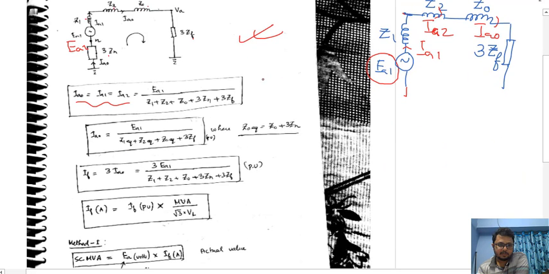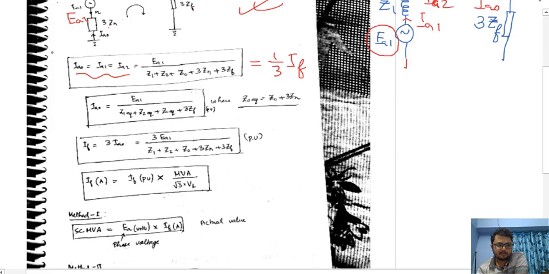So this is equal to 1 by 3 times the fault current. IA0 equals IA1 equals IA2 equals 1 by 3 times IF. Is it clear? So this is the condition you remember. Very, very important.